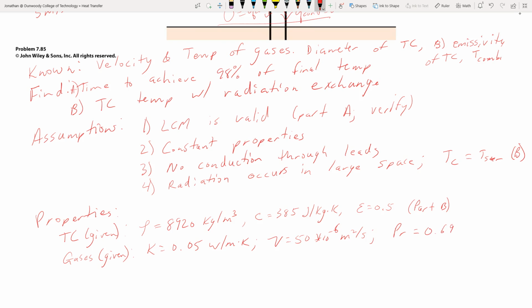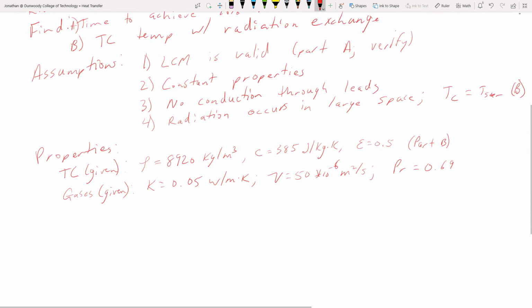0.69. So this appears to be something similar to air. It may be a little variation of that. Maybe there's a little more carbon dioxide or water vapor or something in there that's shifting these properties a little bit. But generally these are kind of air type values, so not unexpected for a gas. All right, so we've got our properties that were given to us in the book.